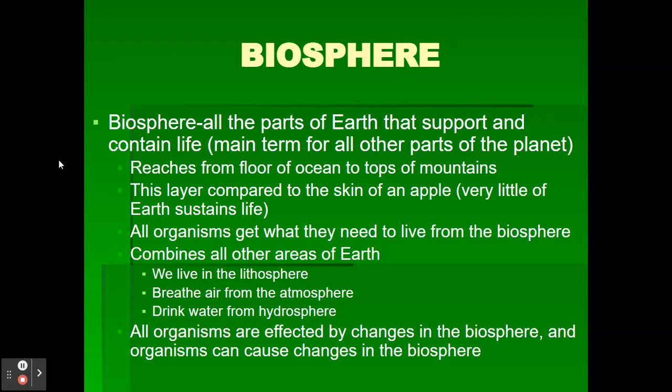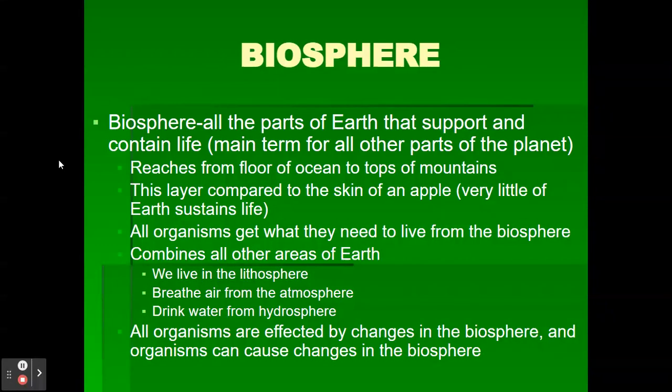So the atmosphere, the lithosphere, and the hydrosphere all come together to make what we call the biosphere. So the biosphere was also one of your vocabulary terms, and it's all the parts of Earth that support and contain life. In other words, this is everything from the bottom of the ocean floor to the tops of the mountains, because there's life there. The biosphere is actually a very thin layer of Earth because it does not make up a lot of the Earth compared to the lithosphere or the atmosphere. It's a very small area. Kind of think of it like the skin of an apple.